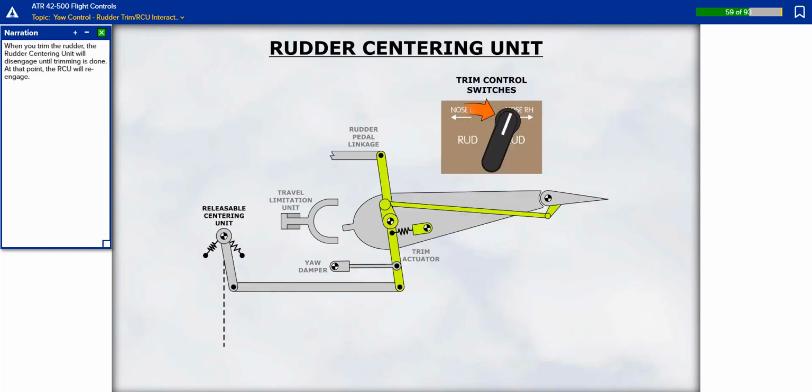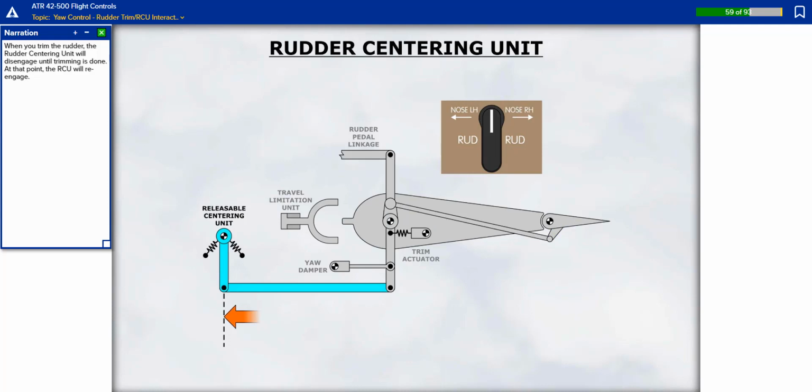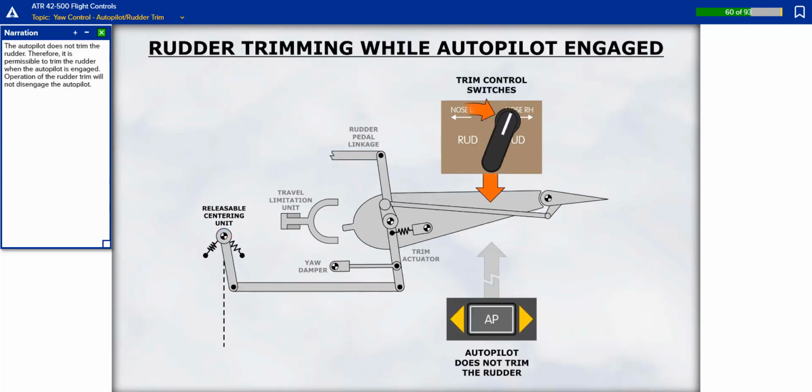When you trim the rudder, the rudder centering unit will disengage until trimming is done. At that point, the RCU will re-engage. The autopilot does not trim the rudder. Therefore, it is permissible to trim the rudder when the autopilot is engaged. Operation of the rudder trim will not disengage the autopilot.